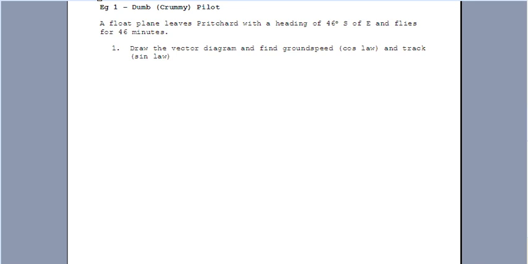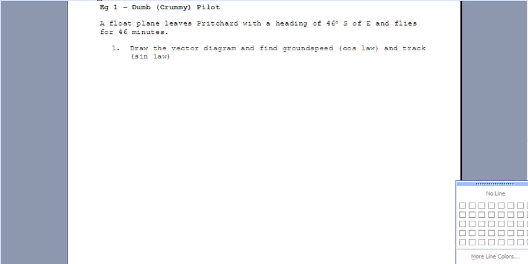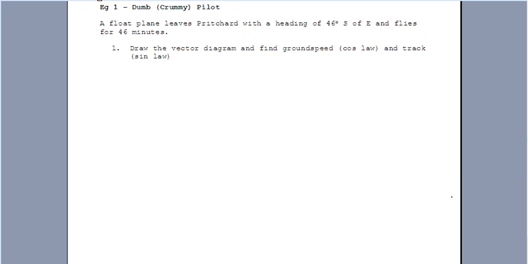So Jimmy is flying 46 degrees south of east. So that means down and to the right. That also means that I probably want to start my diagram in the top left-hand corner of my page so I can make it nice and big. So I want us to start with a compass crosshair or compass rose. That's going to represent Pritchard. I'm just going to put a P for Pritchard.